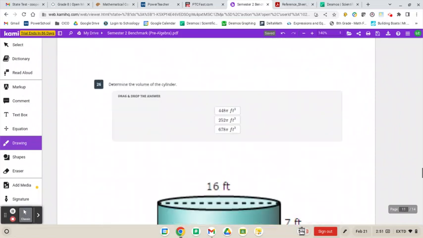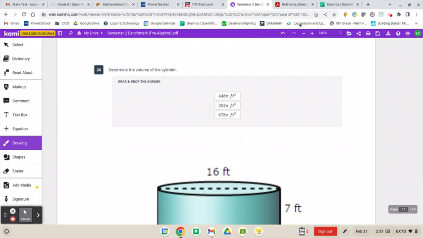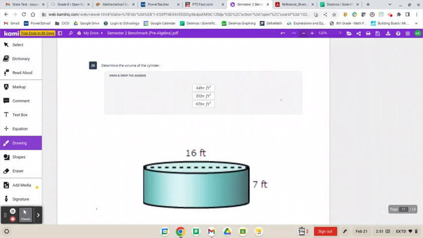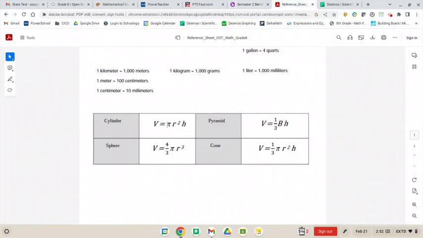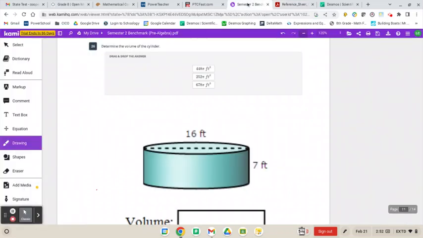The next one is a little bit different. It's a really good question because you see these answers here and it says 448 pi, 252 pi. What they did here is they put the answer, and it's called in terms of pi. Whenever you have in terms of pi, you're really just going to leave the pi alone and multiply everything else together. So if we look at our reference sheet, this would be a cylinder. So it's pi r squared h. So all we're going to do here is multiply r squared and h.